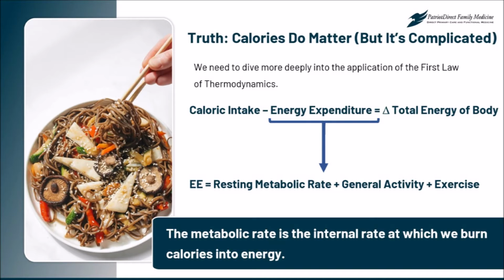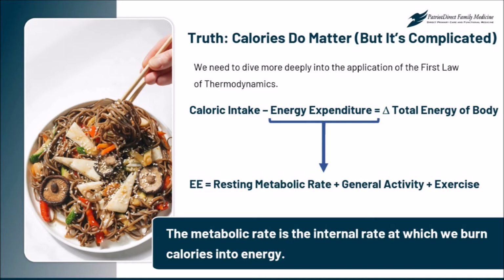Let us dive a little deeper into the energy expenditure section. The body's energy expenditure is equal to the resting metabolic rate plus general activity plus exercise. The resting metabolic rate of the body is essentially the rate at which calories are burned into energy for physiological functions. Even at rest, we need to burn calories to keep our heart pumping, our lungs breathing, our kidneys filtering, etc. We will discuss metabolism in more detail in future sections.